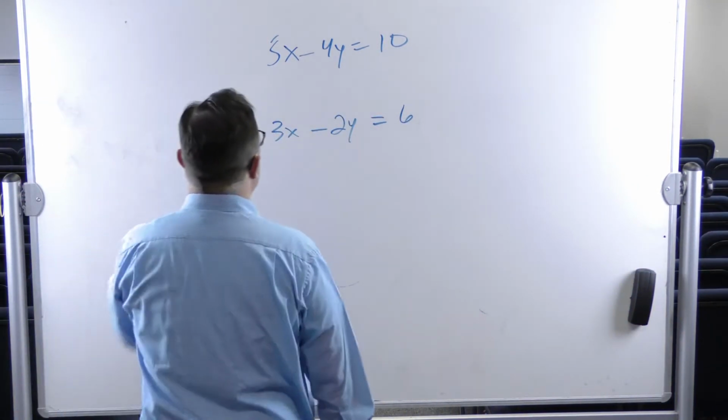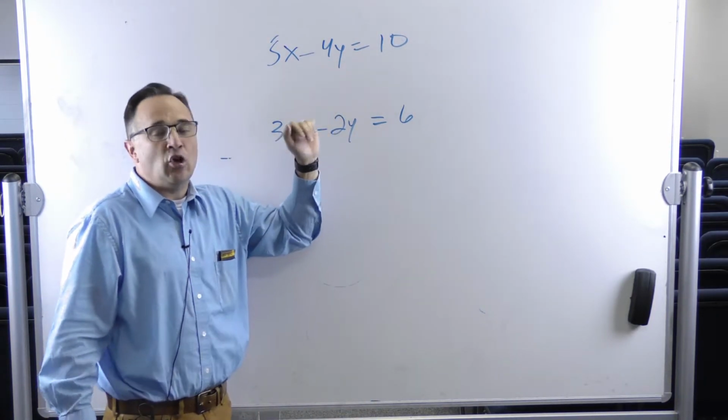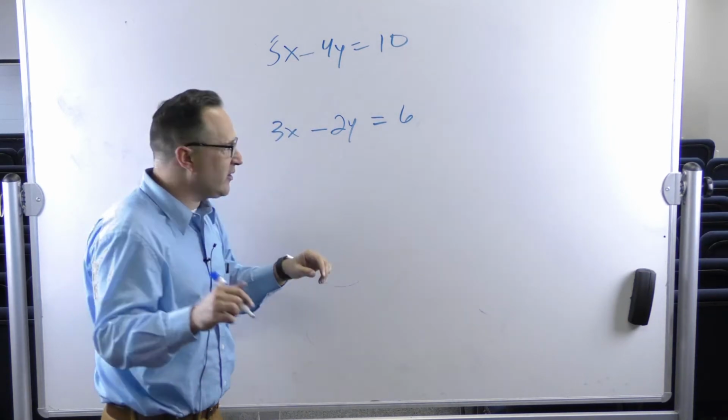Again, our whole goal is to make this and this exactly opposite, meaning a minus and a plus or a plus and a minus, so they can cancel out. That's what our goal is.